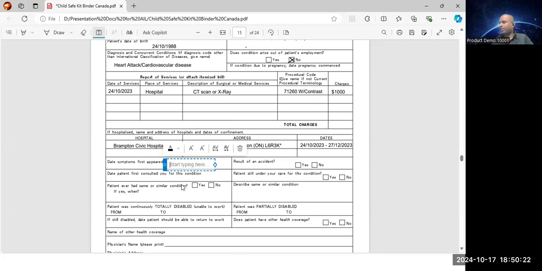In this case, because this was an auto accident, we'll say the symptom appeared on the same day when you got into the accident. So let's say 24th October 2023. And it does ask you whether this was a result of an accident, for which you will say yes.